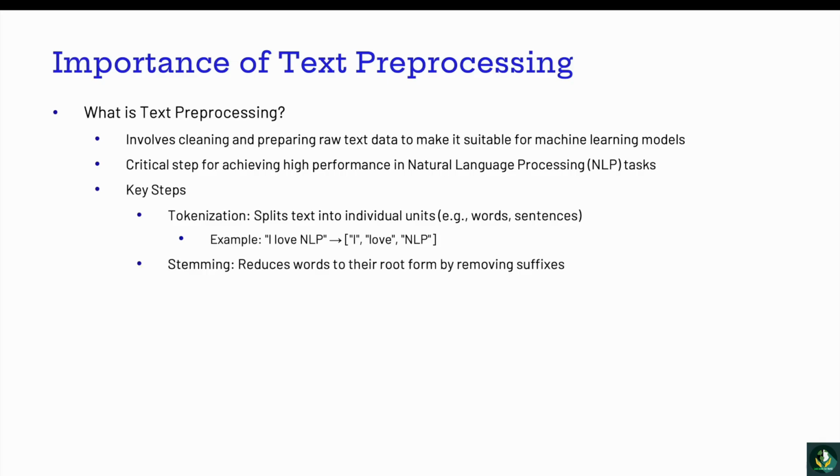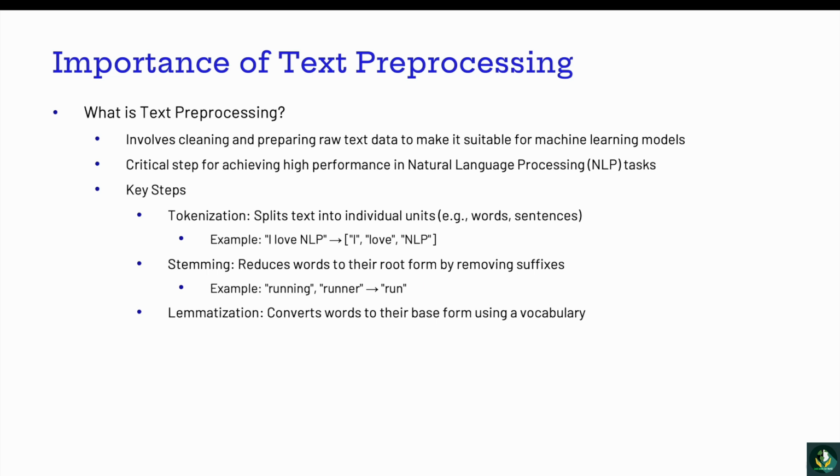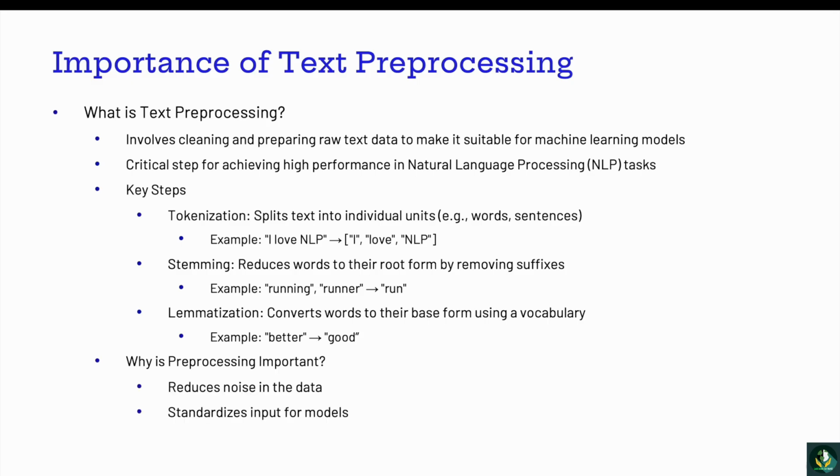Next is stemming. It reduces words to their root form by removing suffixes. For example, running or runner becomes run. Then we have lemmatization, which converts words to their base form using a vocabulary. For example, better becomes good. Now, why is pre-processing important? First, it reduces noise in the data. Second, it standardizes the input for models. And third, it improves feature extraction and model accuracy.